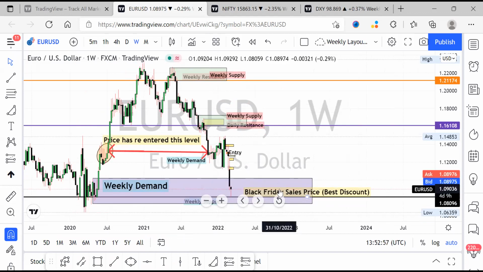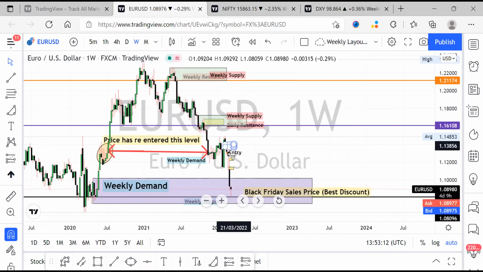A lot of people are still trying to understand what Black Friday sales price means. It means this is the best time to buy, at the cheapest price. But I've had to wait a long time. Look at where I took my entry, and I also took quite a few other entries, and the price basically went further down.